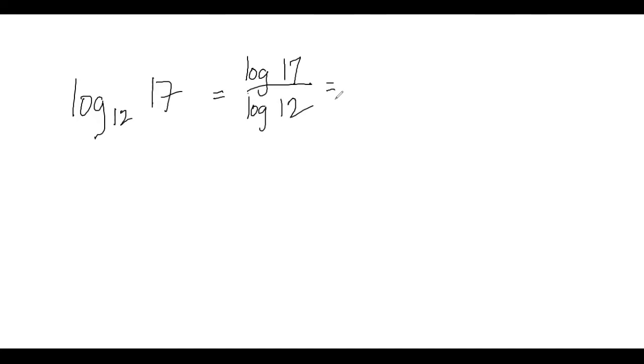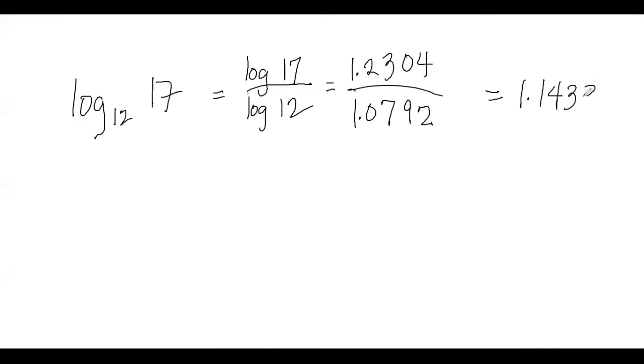Okay, now simplify this one. So we have logarithm of 17. That would be equal to 1.2304 over logarithm ng 12. That would be 1.0792. So simplify po, 1.2304 divided by 1.0792, that would be equal to 1.1433. So this is the approximate value of logarithm of 17 with the base 12.